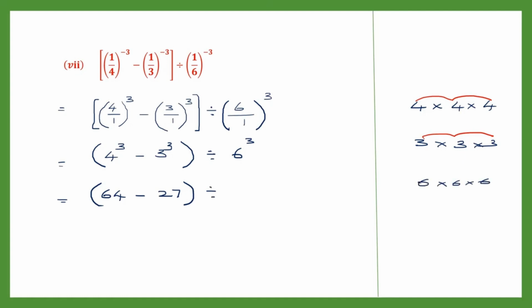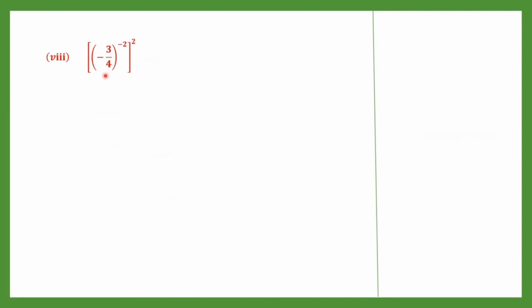6 into 6. So when you multiply, what do you get? 6 sixes are 36. 36 into 6 is 216. 64 minus 27 is 37, and divided by 216, we write it this way, 216. Now this can't be simplified further, so this is our final answer, 37 divided by 216.